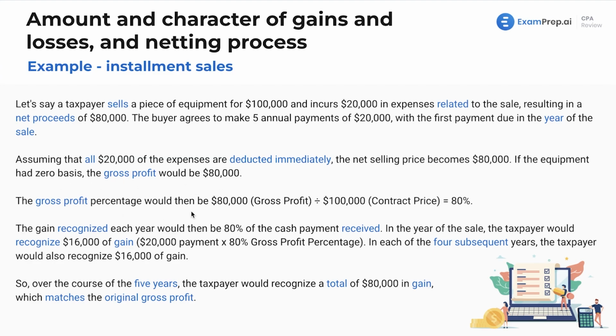So the gross profit percentage, let's do a little calculation there. That would be $80,000 of gross profit divided by the $100,000 contract price, giving us 80%. The gain recognized each year would then be 80% of the cash payment received. In the year of sale, the taxpayer would recognize $16,000 of gain, so that's 80% times the $20,000 payment, and we would keep doing that in each of the 4 subsequent years, giving us $16,000 gain in each of those. So over the course of the 5 years, the taxpayer would recognize a total of $80,000 in gain, which matches the original gross profit. Not too bad, nothing too wild, nothing you can't handle.